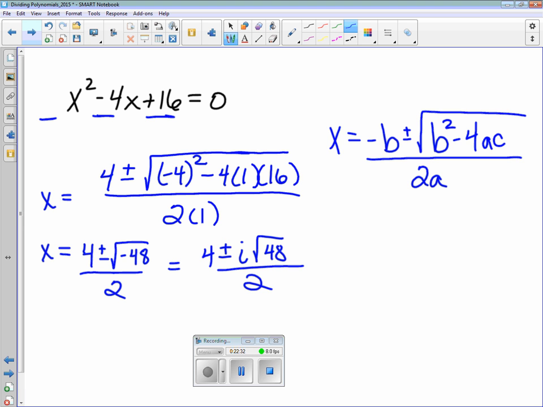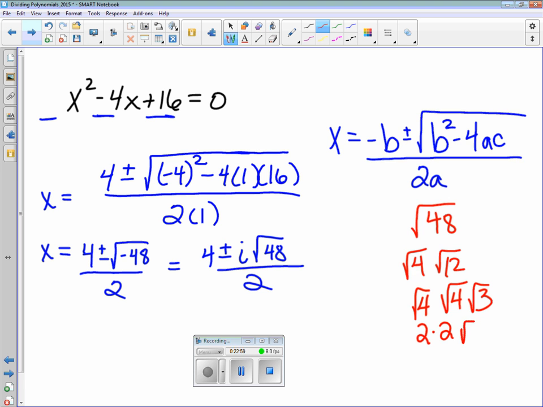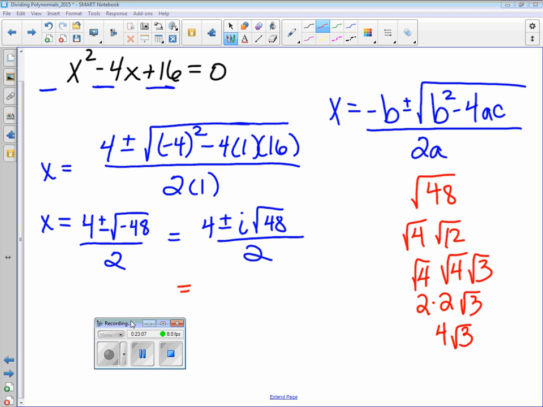Square root of 48. What perfect squares go into it? Does 4 go into it? 4 is a perfect square. 4 times what? 4 times 12? Doesn't 4 go into 12 too? 4 times 3 is 12. What's the square root of 4? 2. So what is 2 times 2? 4 radical 3. So this simplifies to 4 plus or minus 4i square root of 3 over 2.